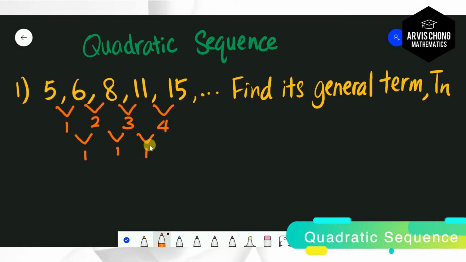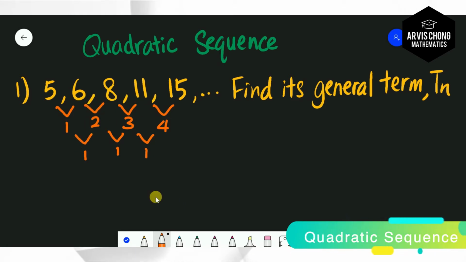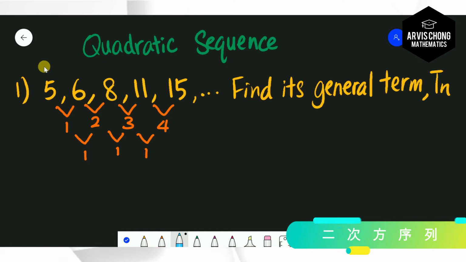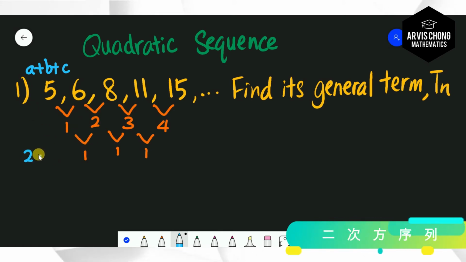Okay, before we use the formula, right, I need you to memorize some formulas here. So it's very easy. So the first layer here, 5, 6, 8, 11, 15. I want you all to memorize the formula here is A plus B plus C. Okay, and then move on to the third layer. After A will be 2A, right? So we just write 2A. And then we have no B and C value here.